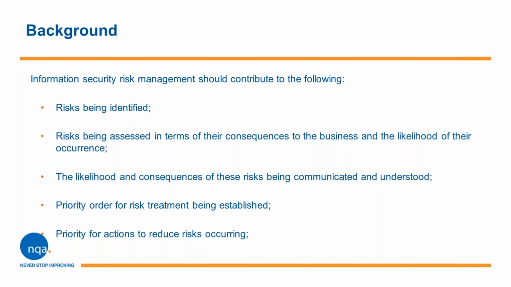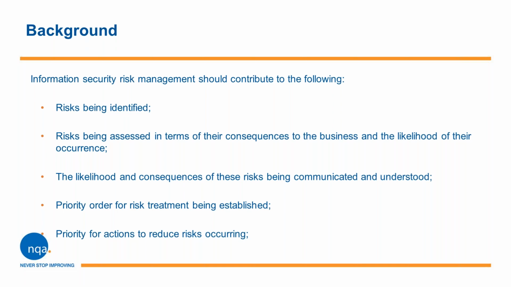Now, information security risk management should contribute to the following things on the screen there. It should identify risks. First and foremost, we should be able to identify risks. Then risks are assessed in terms of their consequence to the business and the likelihood of their occurrence. So we're going to look at what risks we've got, and then say, how likely are they to occur, and what are the consequences if they do occur?